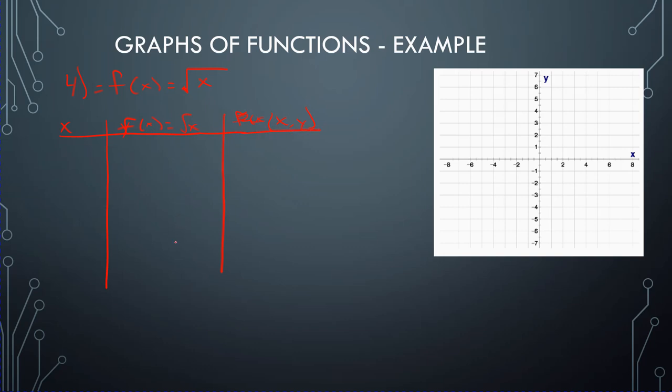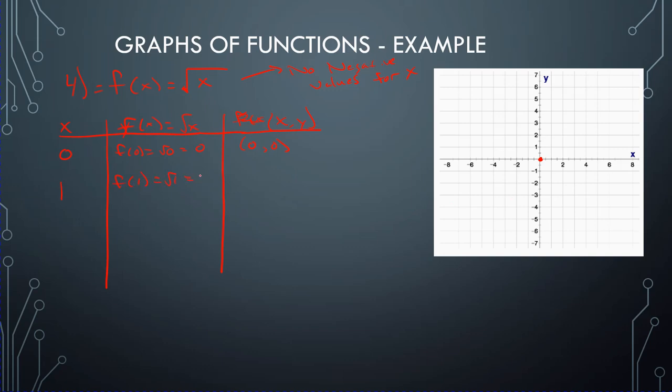So can you take the square root of a negative number? No. So no negative values for x. So I'm going to start with 0. Okay? So f of 0 is the square root of 0, which is 0. So one point is 0, 0.